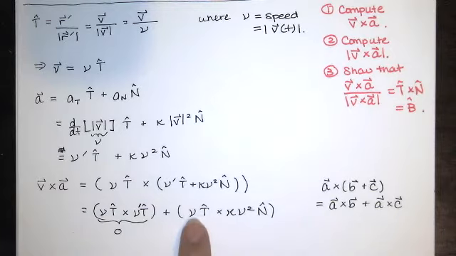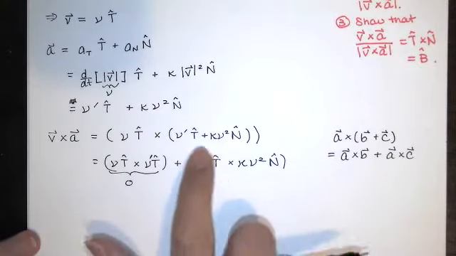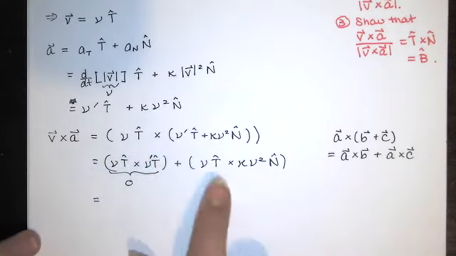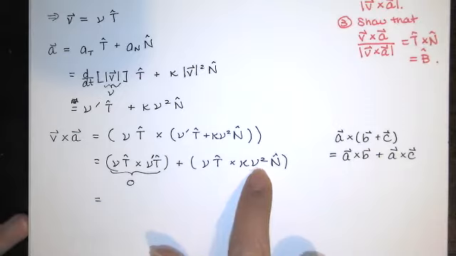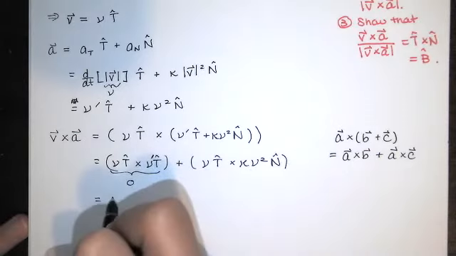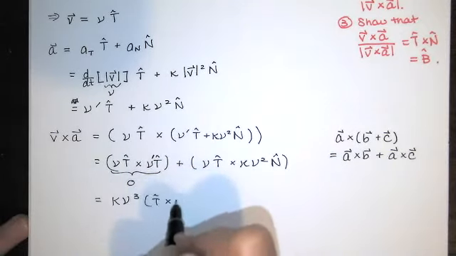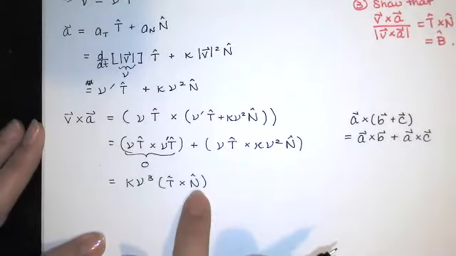Now over here, you've got a scalar and a scalar and a scalar. Now, the way scalars work, you can factor those out anytime you're taking a cross product. So this times this, when you take the cross product, if I factor out the scalars, I've got kappa times nu squared here and nu here, so that's kappa times nu cubed times t hat cross n hat. Okay, and that's our binormal vector.